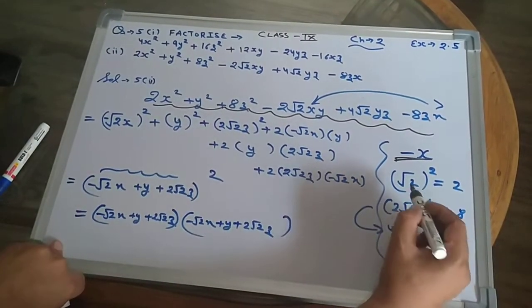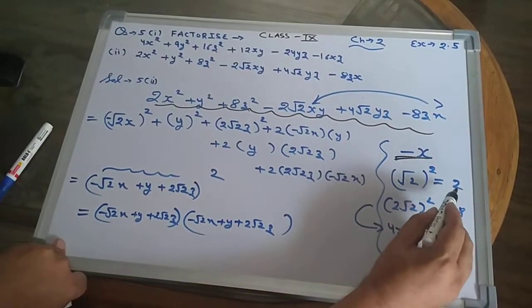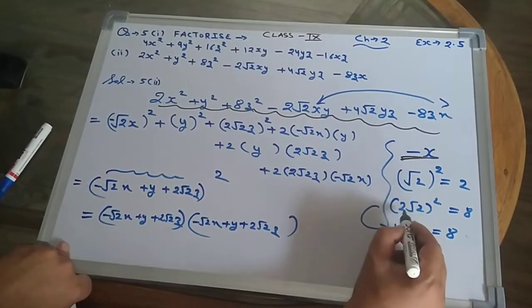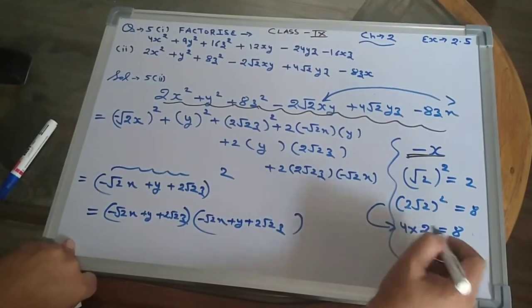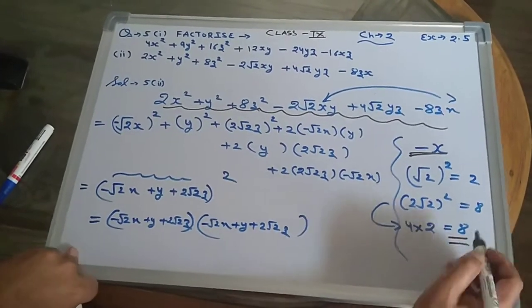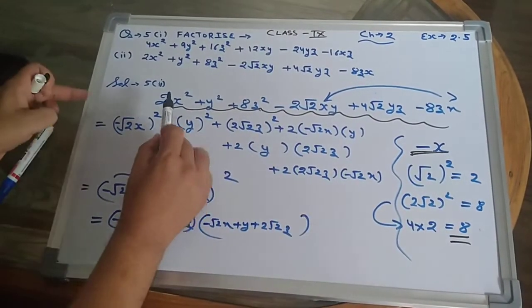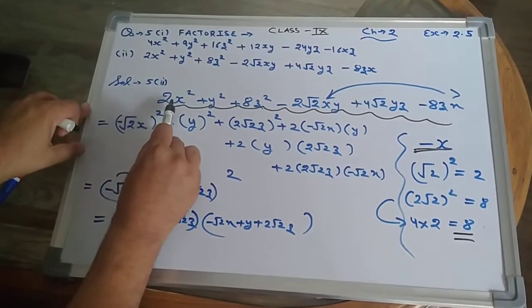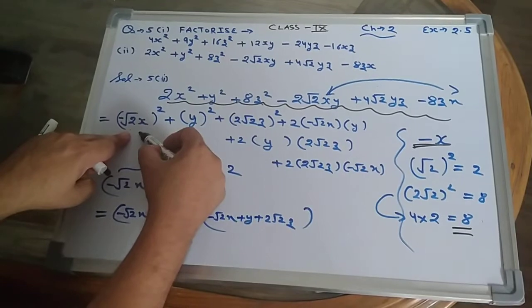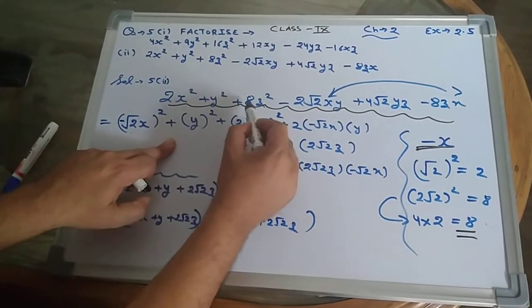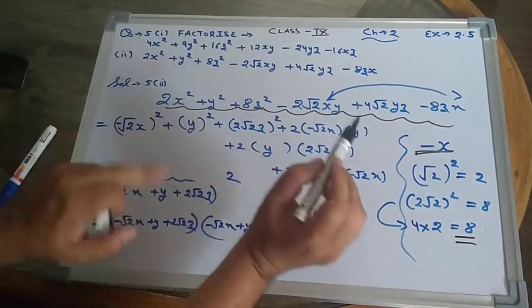I can explain two or three of these things. Under root 2 square is 2 and 2 root 2 square is 8. How? 2 square is 4 and under root 2 square is 2. When you multiply 4 with 2, you will definitely get 8. Now I start the question. 2 is a square of under root 2. X square is a square of x. So I can write it in this way. Y square this, and 8 is 2 root 2 z square.